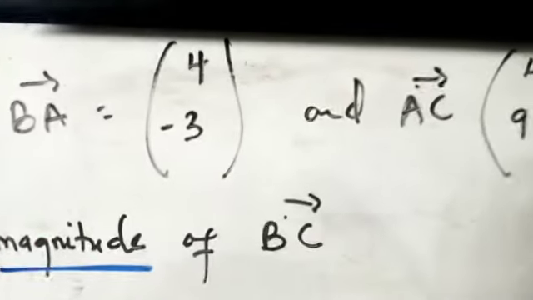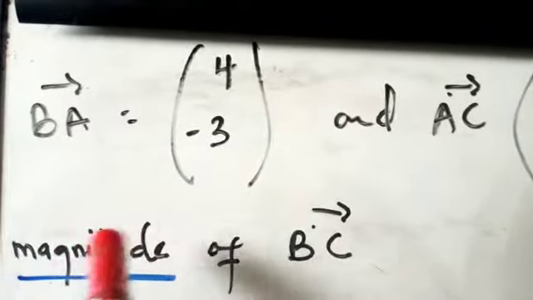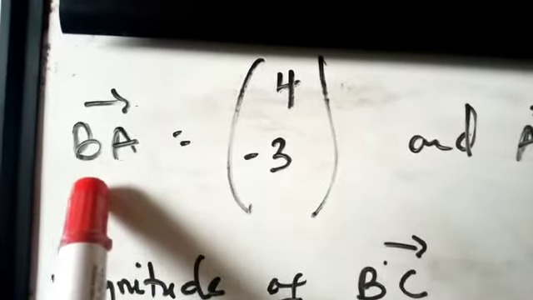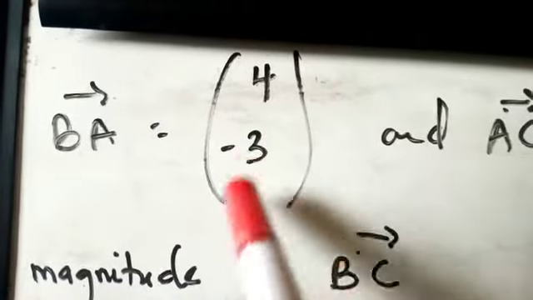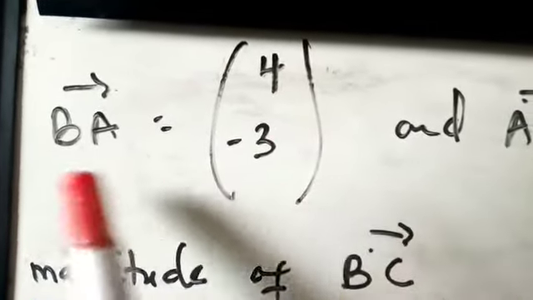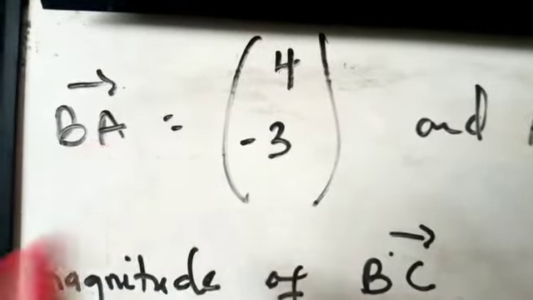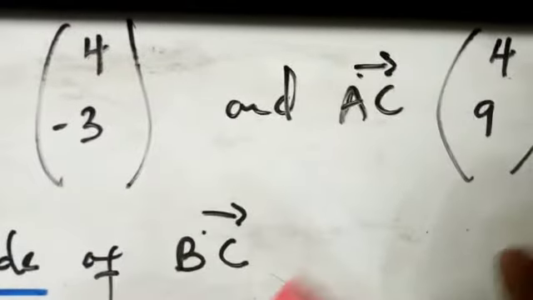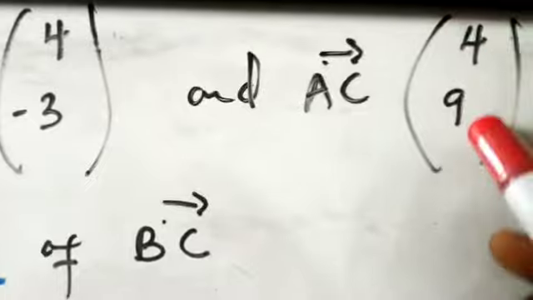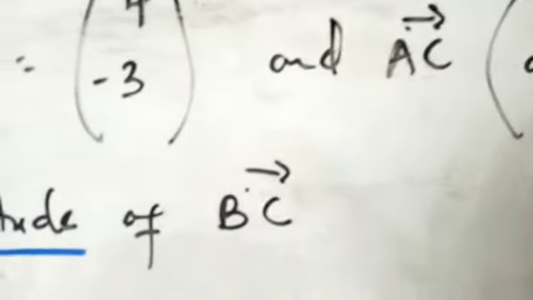This is under vectors in mathematics. You are given BA to be (4, -3), meaning that you move from B to A, and then you are given AC to be (4, 9). They say you should find the magnitude.